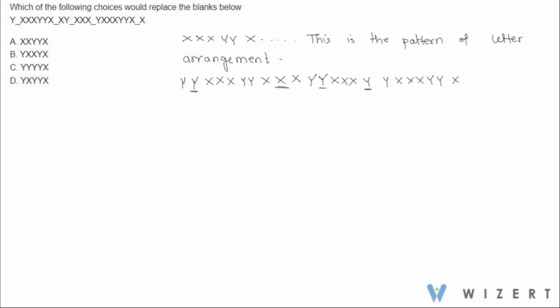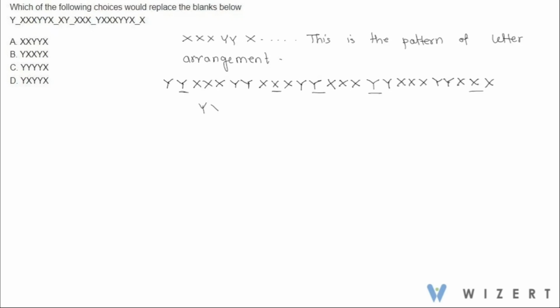Not here, the middle one is missing. So 1, 2, 3, 4, 5, these are the required 5 blanks. So the order will be Y, X, Y, Y, X. So answer is, yes, answer is option D.